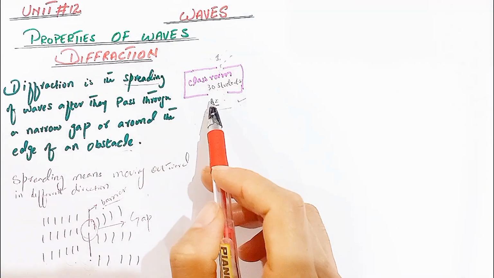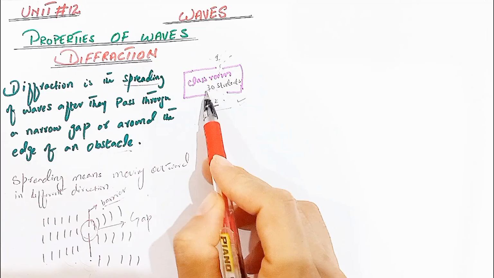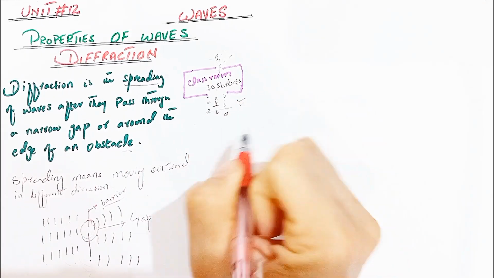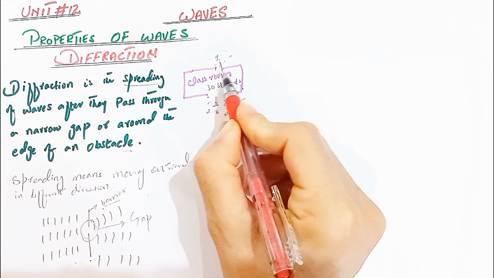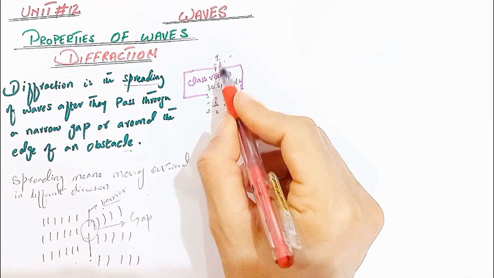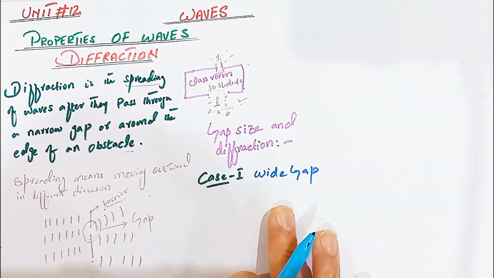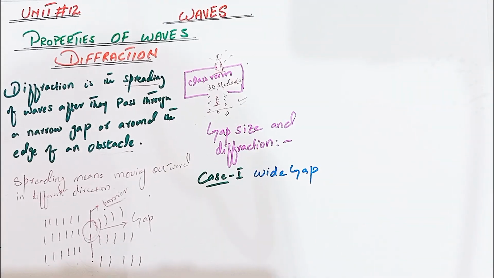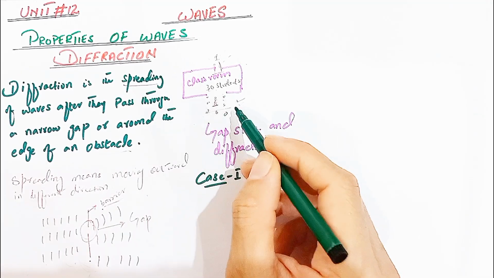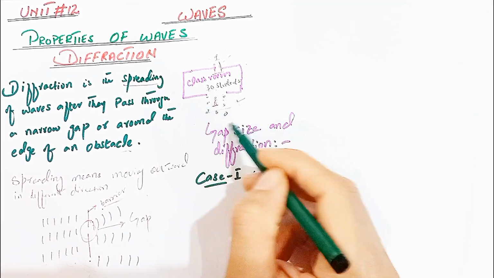When the students pass through the wide door, they spread out less. They go straight, they are not spreading out. But when they pass through the narrow gate, when the gap of the door is small, the students spread out after passing through. When the gap is wide, the entire wave, or all the students passing through, keep moving straight, and there is less diffraction.